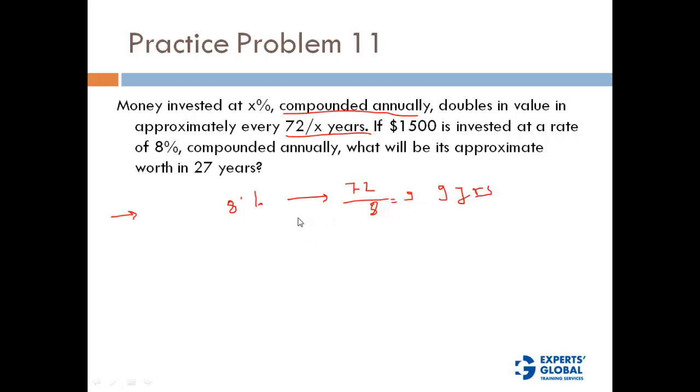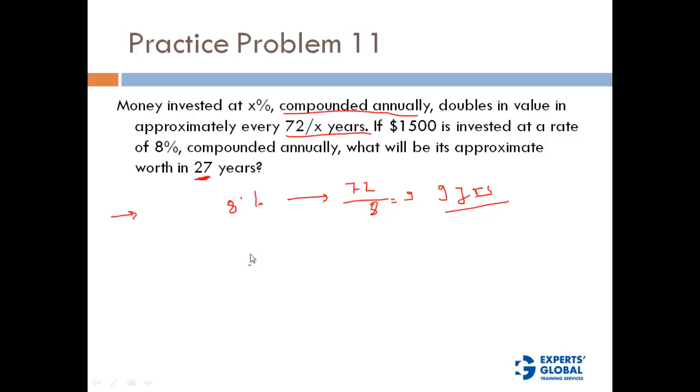Okay, if $1,500 was invested at a rate of 8% compounded annually, what will be its approximate worth in 27 years? Okay, so if we have invested it at 8%, it will take 9 years to double, correct? And we are asked to what level it will go after 27 years. Because it is compounded annually anyway, at the end of every year we are reinvesting it. So at the end of the 9th year also we reinvest it.